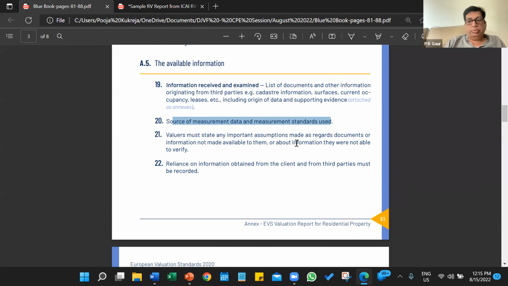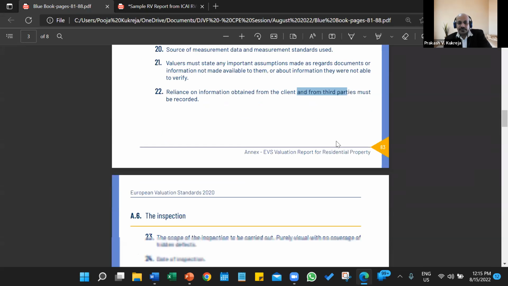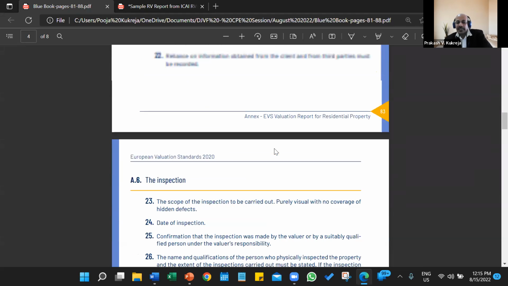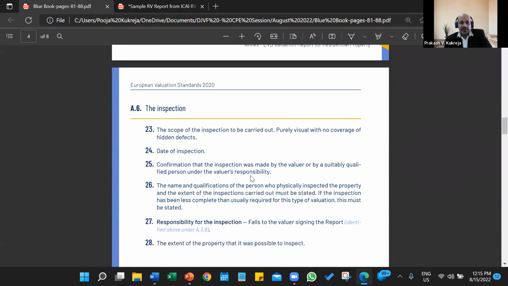No, sir. Okay. Valuers must state any important assumption made as regards documents or information not made available to them. Obviously, if there is something important and the documents are not available, it has to be mentioned specifically. Reliance on information obtained from the client and from third parties, which I mentioned previously: if you're referring to Money Control, maybe Google or any such website, you should specifically mention that.